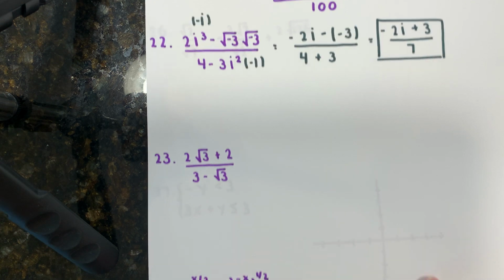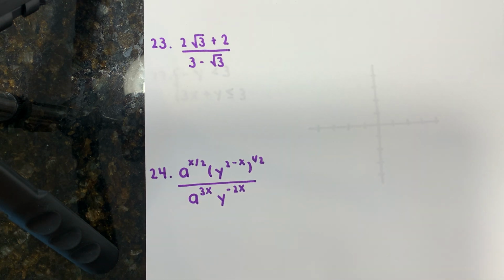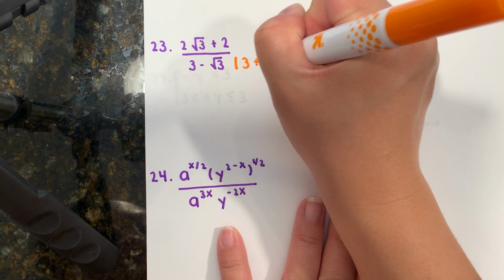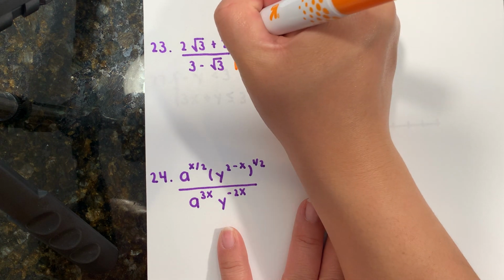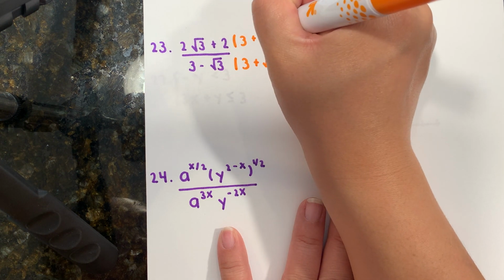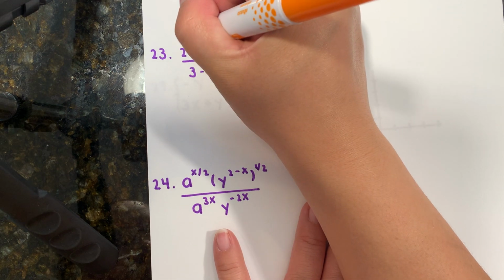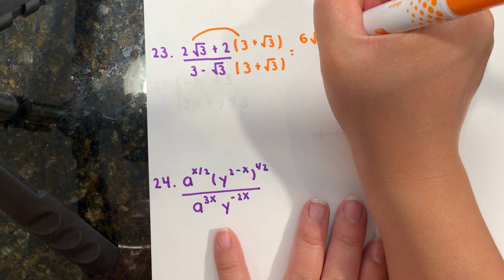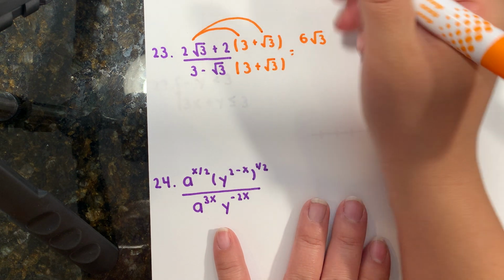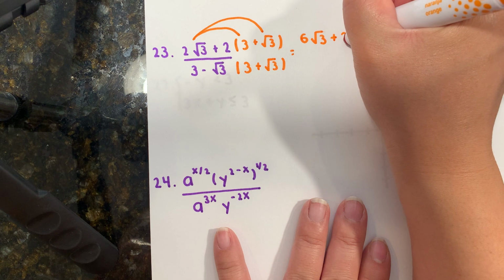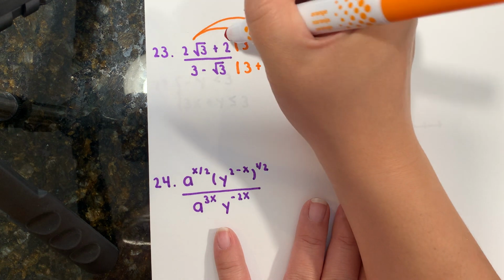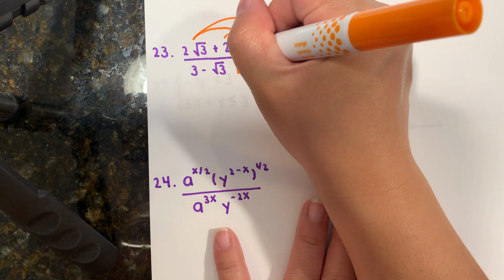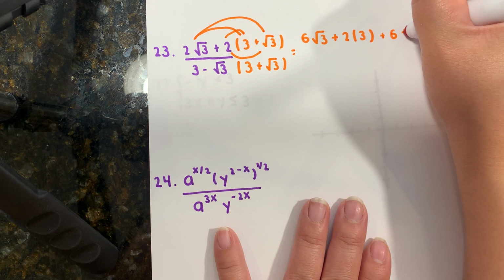Number 23. To get rid of the square root in the denominator, I'm going to multiply by the conjugate, which means you flip the sign of one of the values in the denominator. So 3 plus root 3 and 3 plus root 3. If you do 2 root 3 times 3, that would be 6 root 3. 2 root 3 times root 3 would be 2 times 3. 2 times 3 would be 6. And then 2 times root 3 would be 2 root 3.